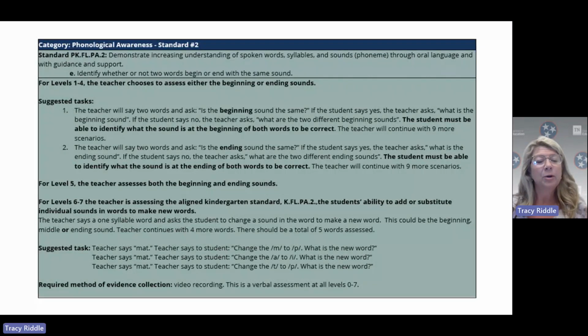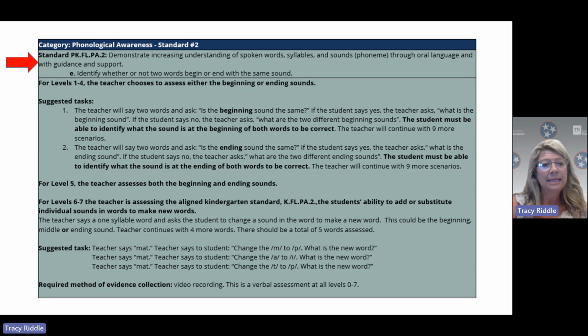This is the Portfolio Rubric Guidance for Standard PK FL PA2. This standard assesses the student's ability to demonstrate understanding of spoken words, syllables, and sounds. These are the phonemes. They are assessed through oral language with guidance and support. We're going to focus on E, identifying whether or not two words begin or end with the same sound.